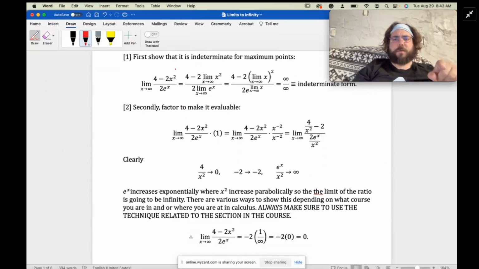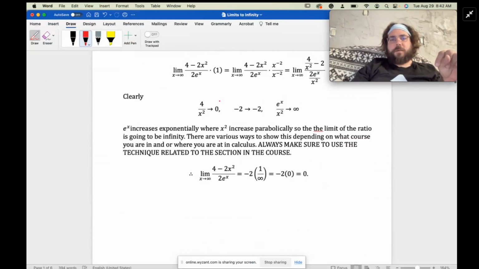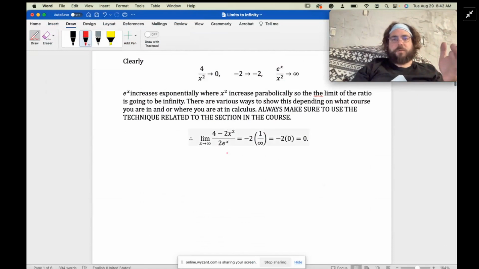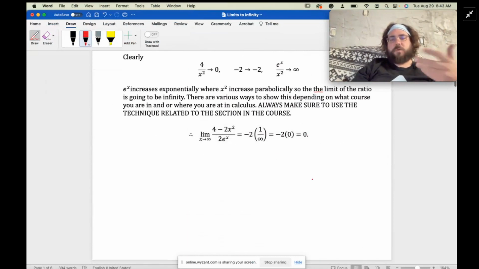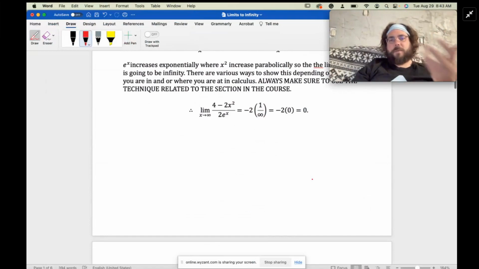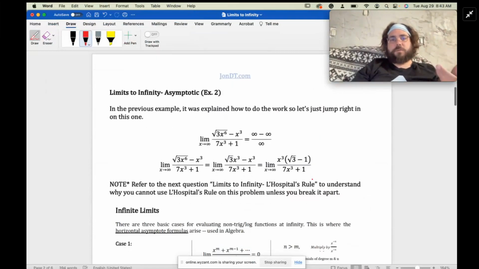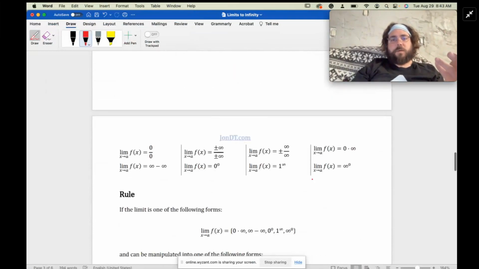So for this first one here, what I did is I just multiplied by 1, the ratio x to the -2 over x to the -2, put it in here, took the limits. You can see clearly which each one goes to. e to the x is much larger than x squared, so that goes to infinity. You plug those in, you find you get -2 times 1 over infinity, because you'll be left with this 1 over infinity in the denominator, and then that's -2 times 0, which is 0. So you can do that by factoring. If you want to do L'Hopital's rule for that one, let me show you that real quick.